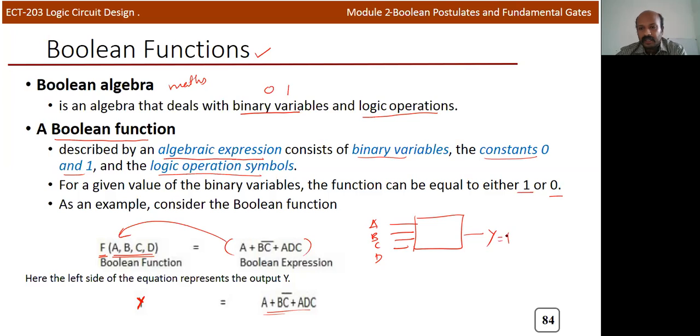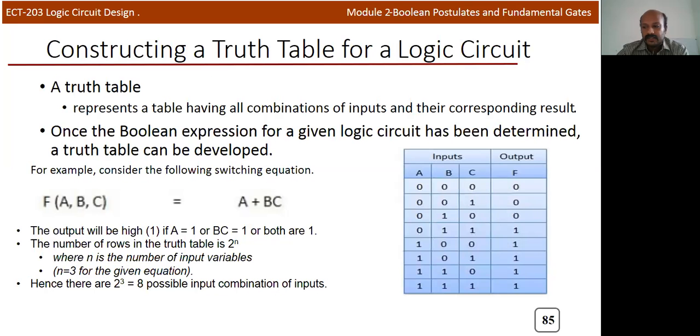So y can be written as a function of a, b, c, d, or you can write a plus b, c bar, a, d, c. And this function can take values either 0 or 1. Okay, so there is a Boolean function. Now we'll discuss how we can construct a truth table for a logic circuit. So truth table actually gives the information about the input and output.